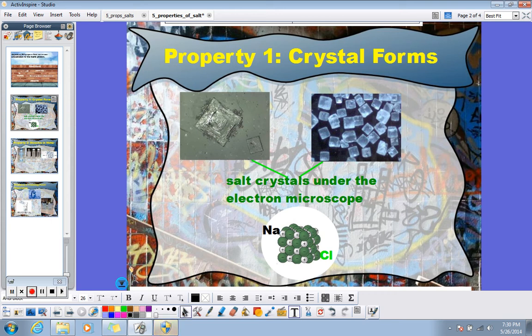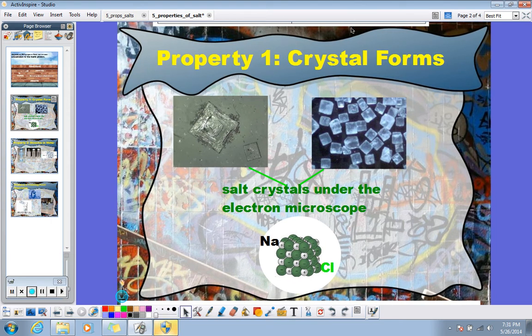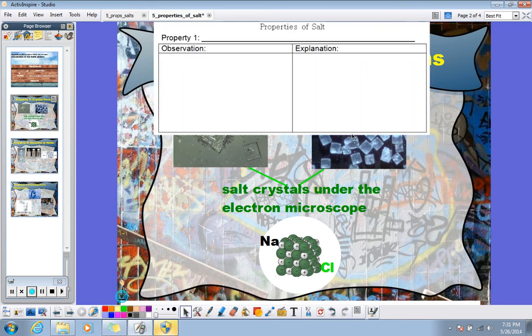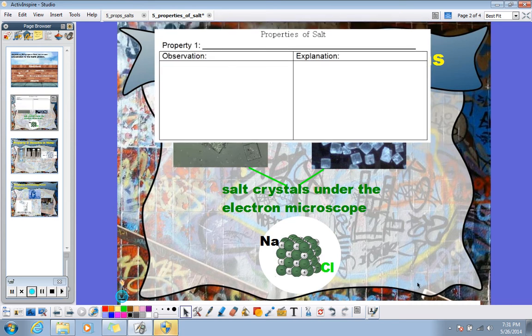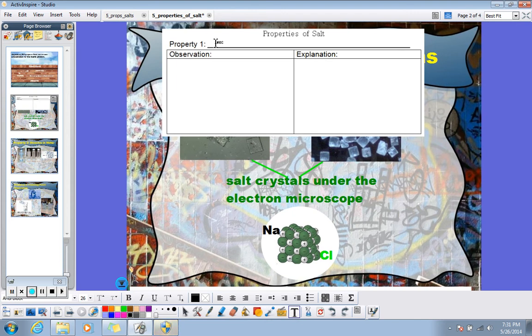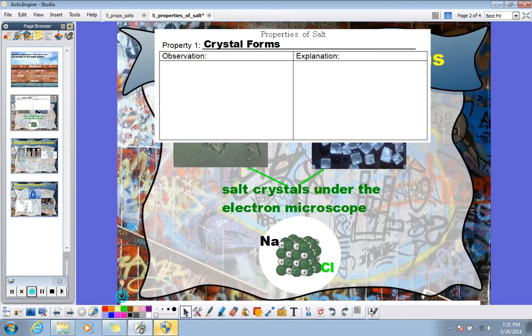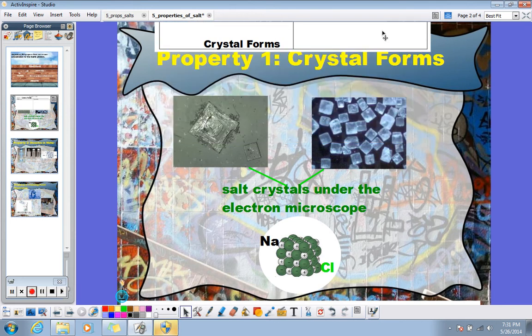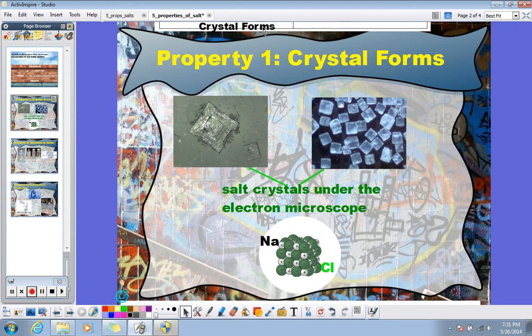So since property 1 is crystal forms, we are going to take your graphic organizer, and where it says property 1 here under properties of salt, I want you to go ahead and write down the word crystal forms. So go ahead and do that right now. And when you are ready, we will move on to number 2. So let's just get this out of the way. Property number 1, crystal forms of salt.